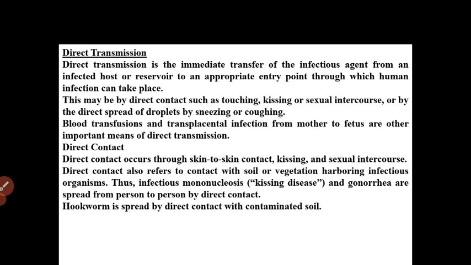Now direct contact occurs through skin to skin contact or kissing or intercourse. Now it also refers to contact with soil or vegetation harboring infection. So there are both ways. Fine. For example, hookworm is spread by direct contact with contaminated soil. Understood? That is how direct transmission occurs.